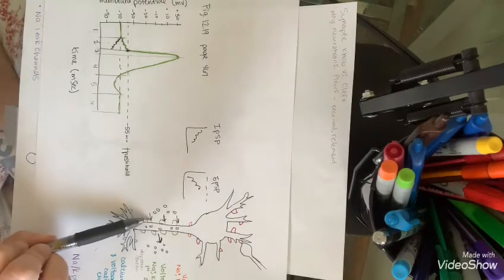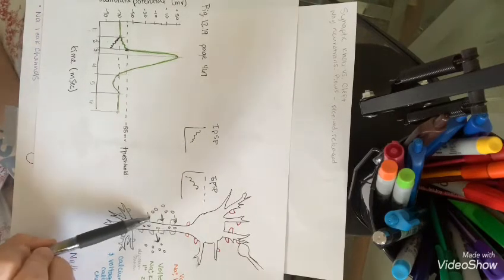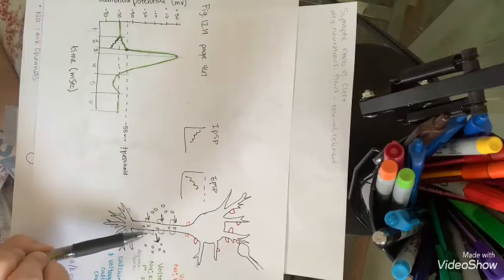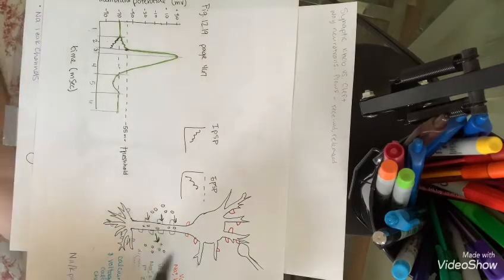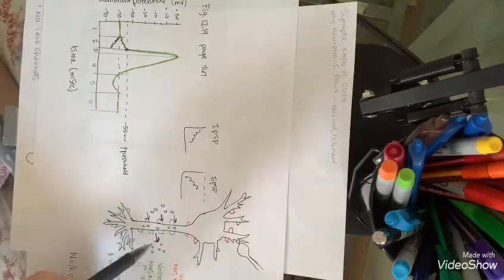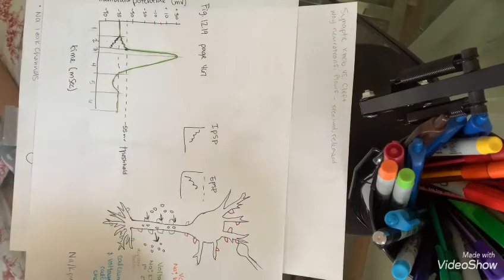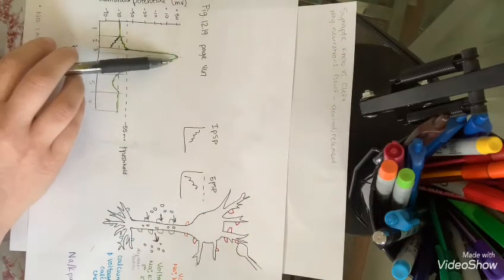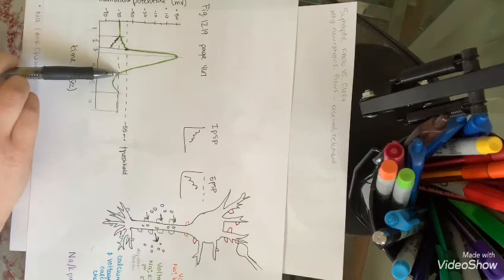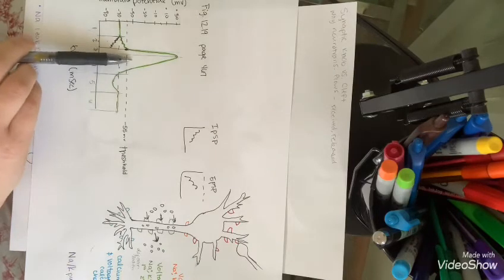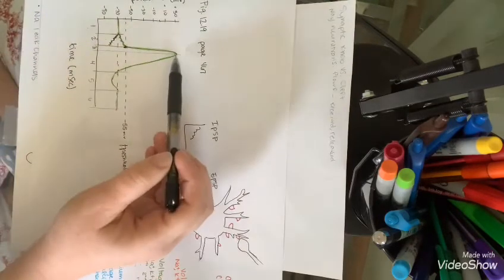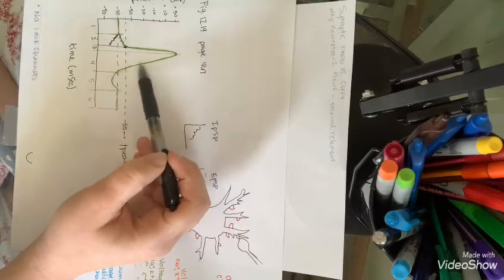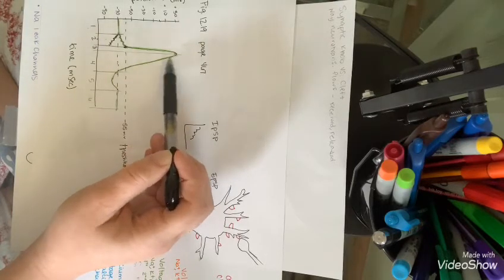Immediately following these voltage-gated sodium channels opening, voltage-gated potassium channels are going to open right after that, and potassium is going to flow out of our cell, and that is what we see in column 4. That is when our voltage-gated potassium channels are opening to allow potassium to flow out. That is going to be repolarization there in our conductive segment.